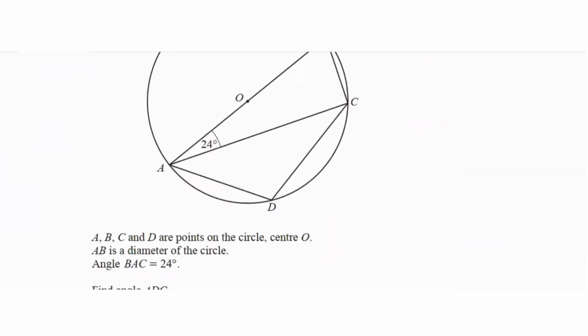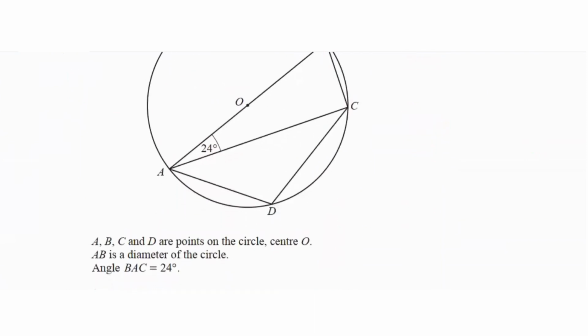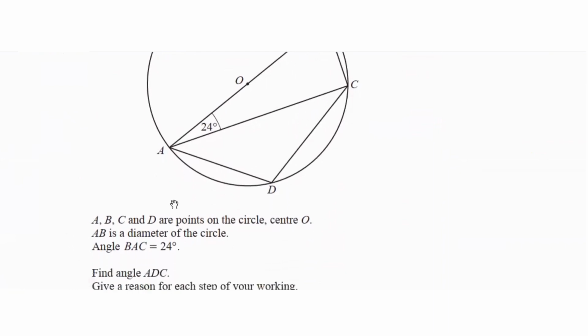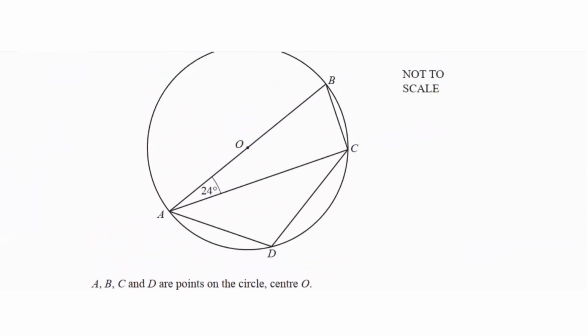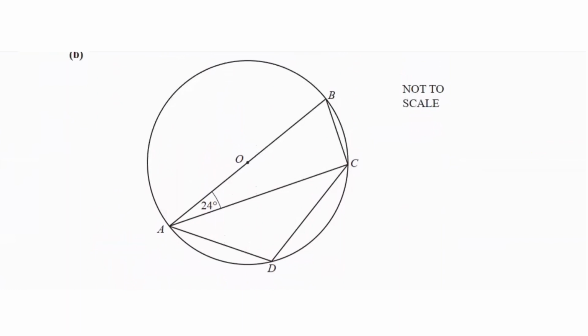Then part B says, A, B, C, and D are points on the circle with center O. AB is the diameter of the circle. Angle BAC is 24. Find ADC. Give a reason for each step of your working.